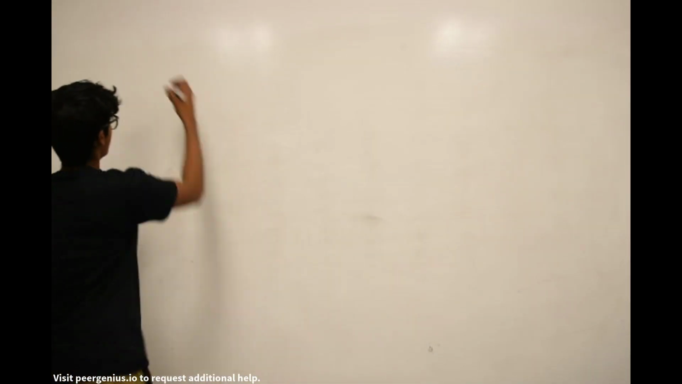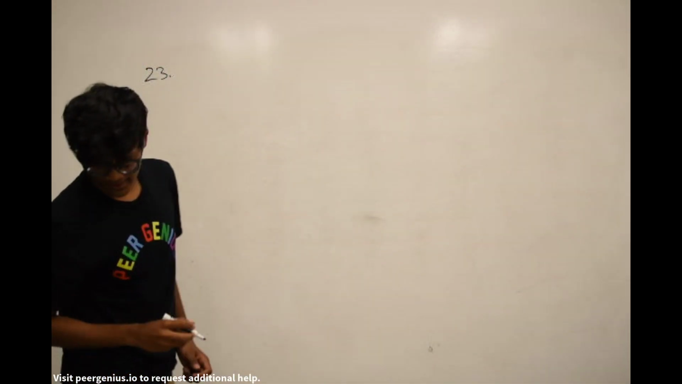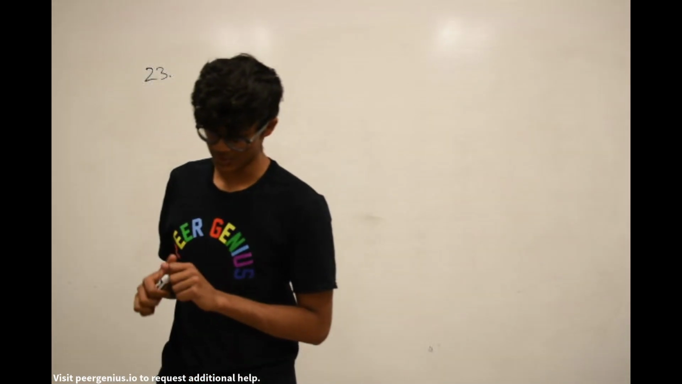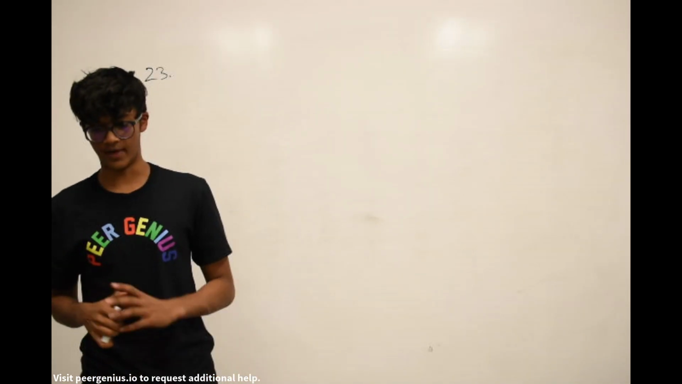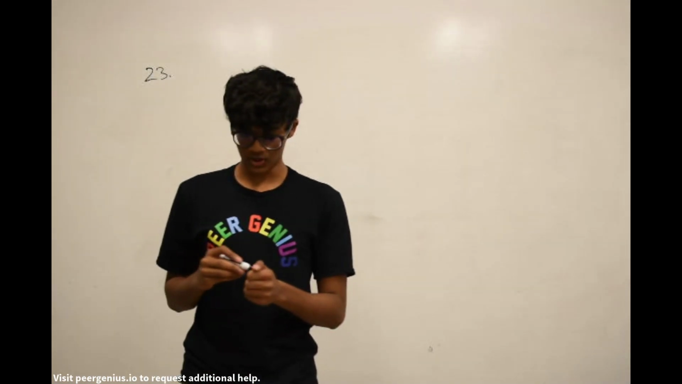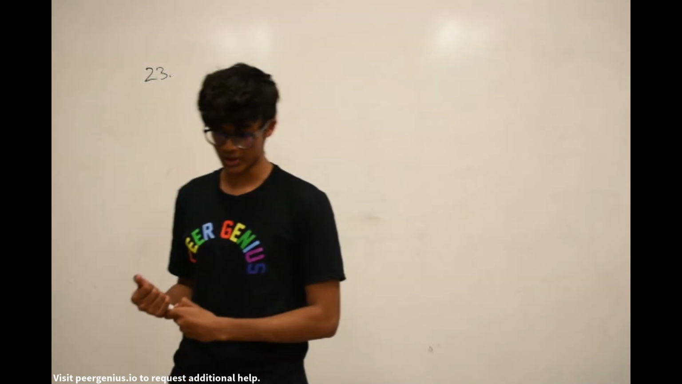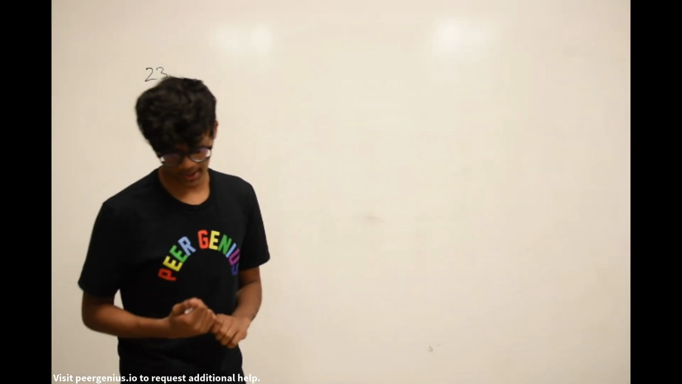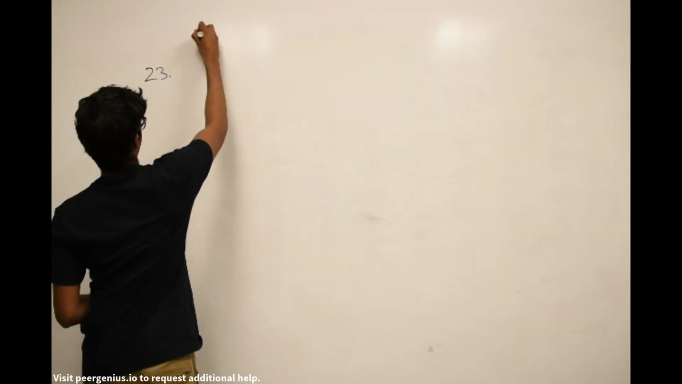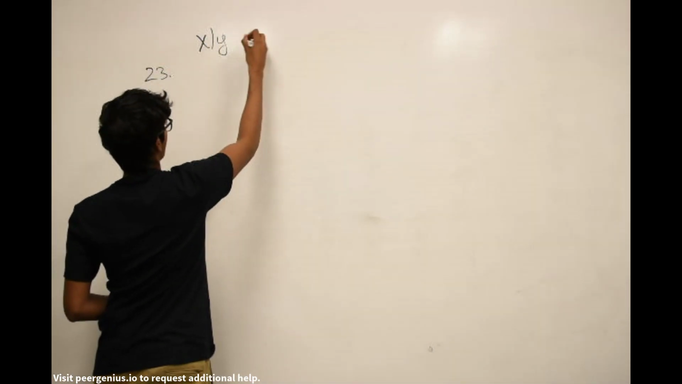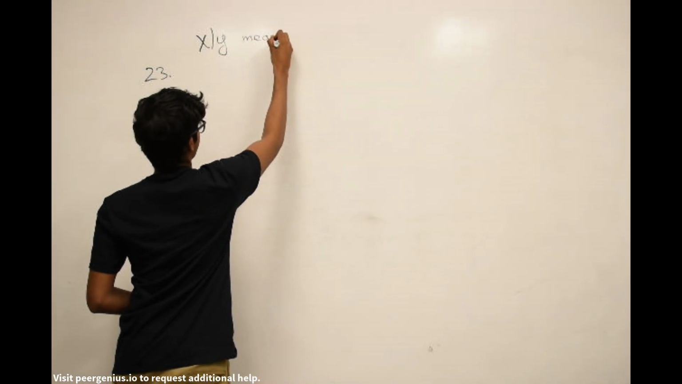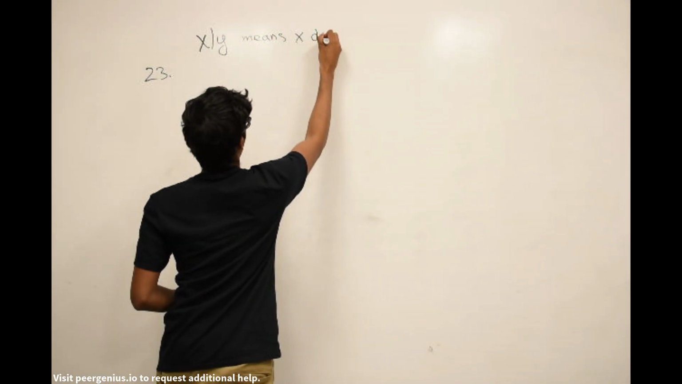Number 23. Let x and y be distinct positive integers such that x divides y, x plus 1 divides y plus 1, and x plus 2 divides y plus 2. Given that one of x, x plus 1, and x plus 2 is divisible by 7, what is the sum of the digits of the smallest possible value of y? Note x bar y means x divides y. So I'll just write that as a condition here. So x bar y means x divides y.